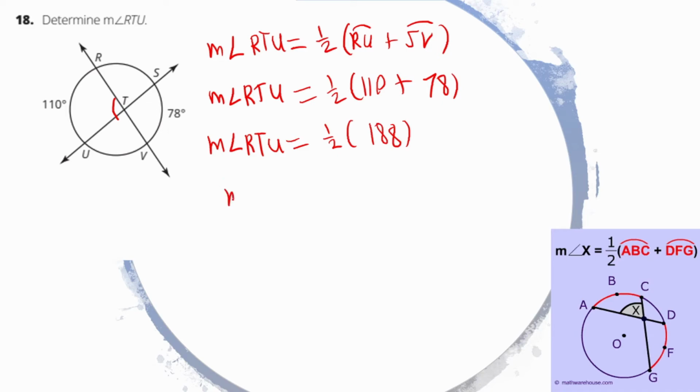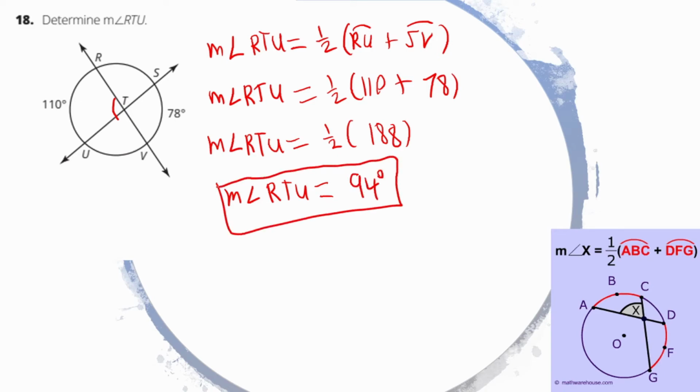And finally, that means the measure of angle RTU is 94 degrees. And there is our answer. The hardest part here is just setting up our equation. Once you have that set up, then we plug everything in, and then we just solve. Simple algebra skills from there on out.